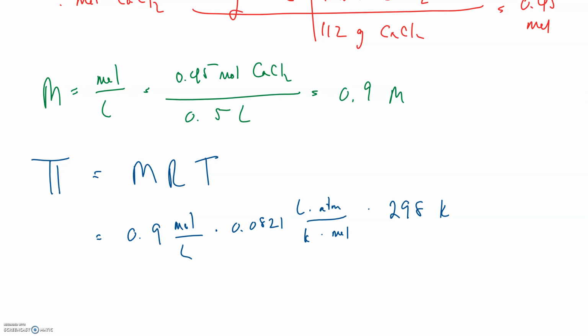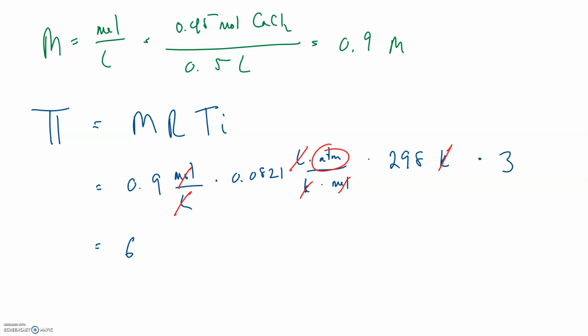Now check out what happens to the units. Kelvins cancels kelvins. Liters cancels liters. Moles cancels moles. It leaves our answer in atmospheres, but we're forgetting one thing. This is an electrolyte. So we want to include the Van't Hoff factor. And so we'll multiply this whole thing by 3. So let's crank this out. What's our osmotic pressure? 0.9 times 0.0821 times 298 kelvins times 3 is an osmotic pressure of 66 atmospheres.